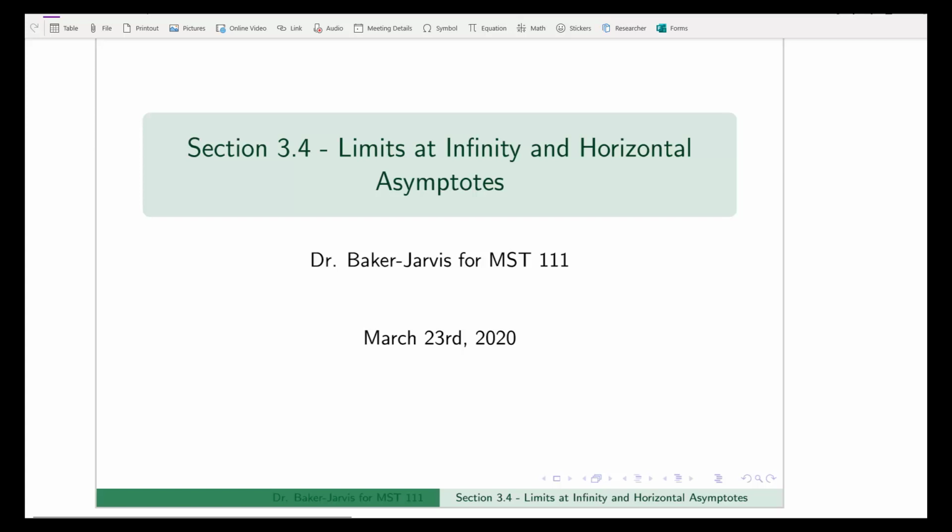Today we're going to be covering Section 3. And Section 3.4 is going to be on a new type of limit called limits at infinity, which will also be related to horizontal asymptotes. And then at the end we will also talk about slant asymptotes.